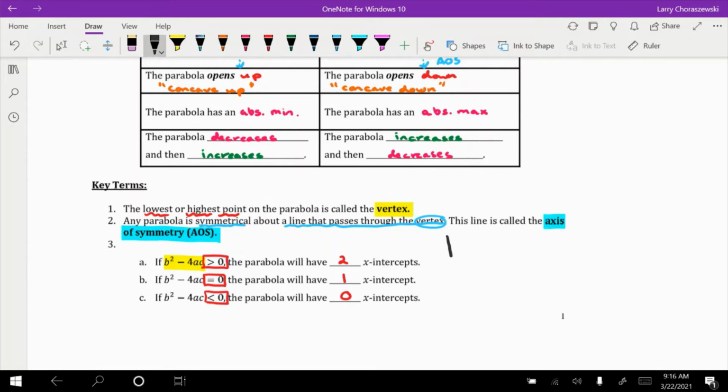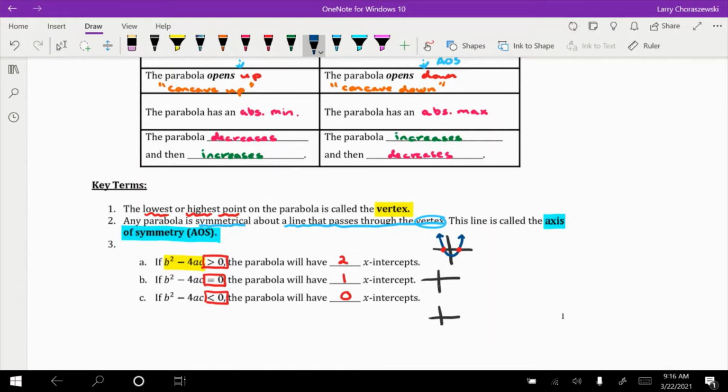So let me draw some micro diagrams here for you. If b squared minus 4ac is positive, this would be a parabola, in which case the quadratic formula would have a value of b squared minus 4ac being positive, i.e., that graph would have 2 x-intercepts.